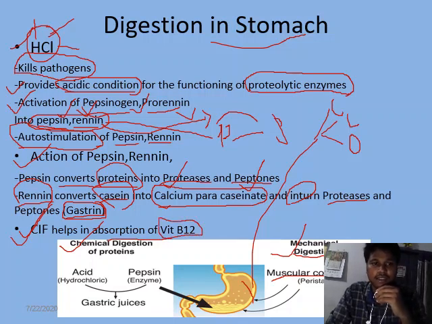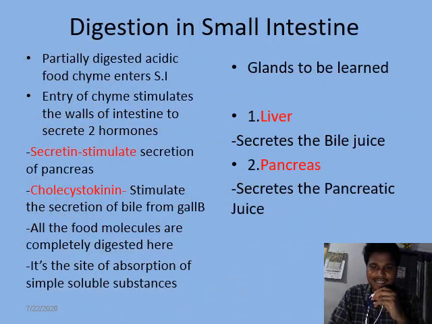Okay, so we learnt about the HCl, pepsin and renin and CIF. I will brief you. HCl is mostly important for killing the pathogen and they provide acidic medium, and they activate pepsinogen and prorenin into active forms called pepsin and renin. Next, pepsin and renin. Pepsin converts proteins into proteases and peptones, and renin converts casein, the protein called casein, into calcium paracaseinate, and in turn proteases and peptones. Let's learn further. Let's learn about the digestion in the small intestine.